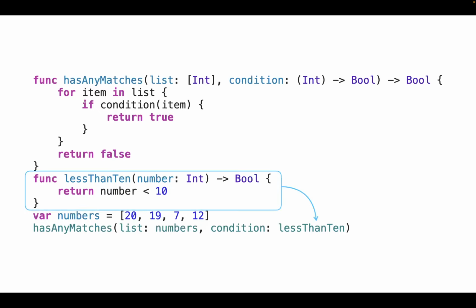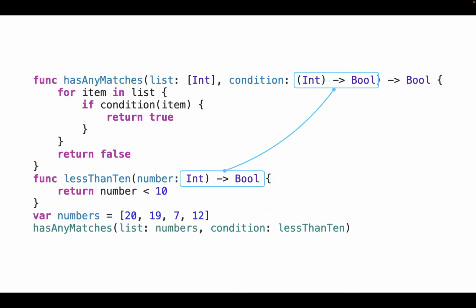So it looks sort of like this. We're taking the entire function and passing that into the hasAnyMatches function. You can notice that these two types match: it's both taking an integer and returning a boolean. So whenever we call a condition, the item is going to be passed into this function and it will return a boolean accordingly.